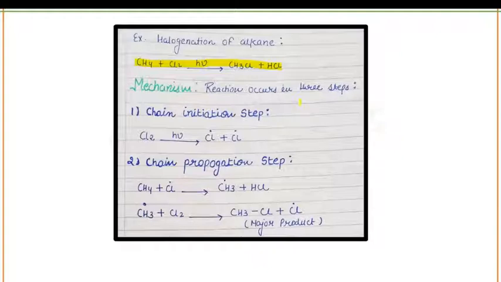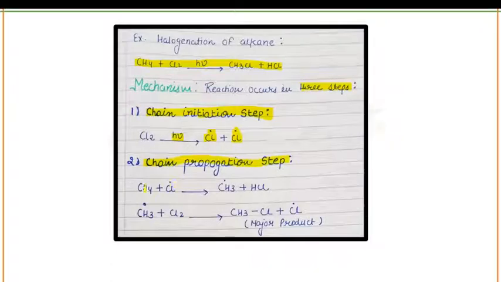So this halogenation of alkane occurs in 3 steps. Number 1 is the chain initiation step. In the first step the Cl2 molecule breaks down in presence of sunlight into its constituents, Cl free radical and Cl free radical. The second step is the chain propagation step.